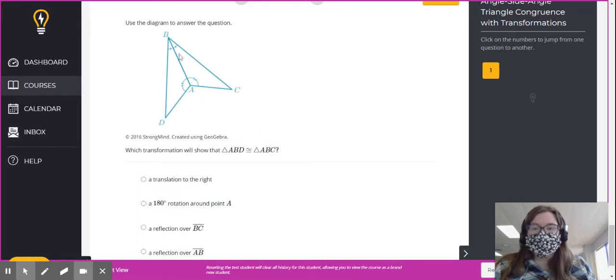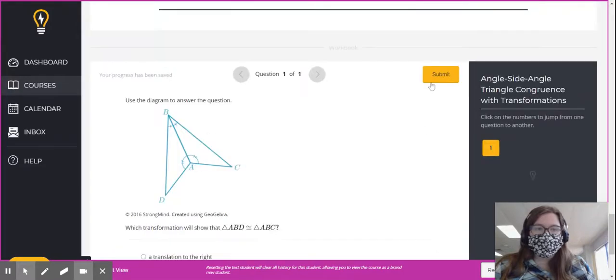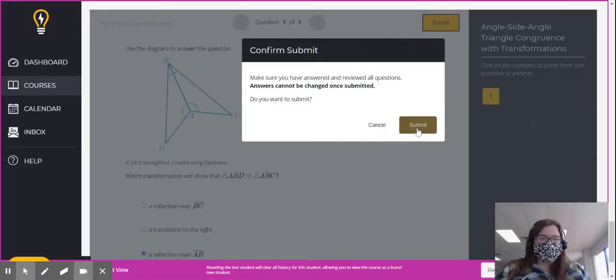So in order to show that these are the same, I would reflect it across that line right there. It's like I would fold it right there and it would be the same thing. So I'm going to look for reflection over the line AB. And there it is. That was the one question. So there you go.